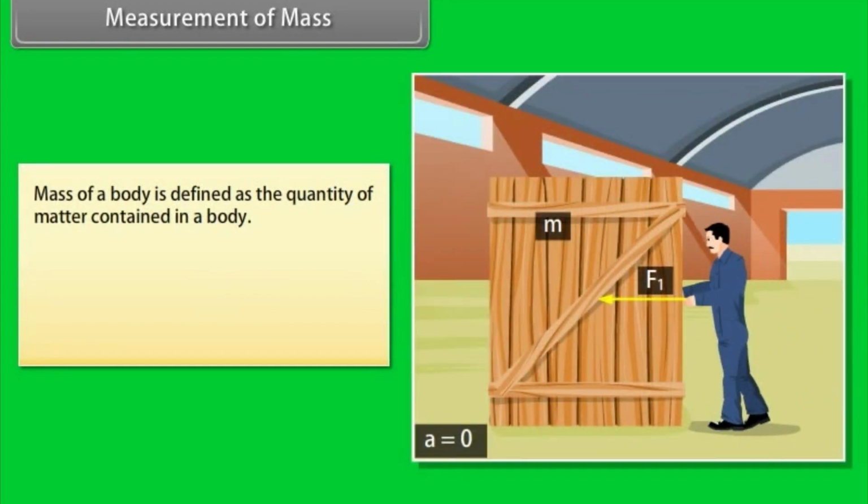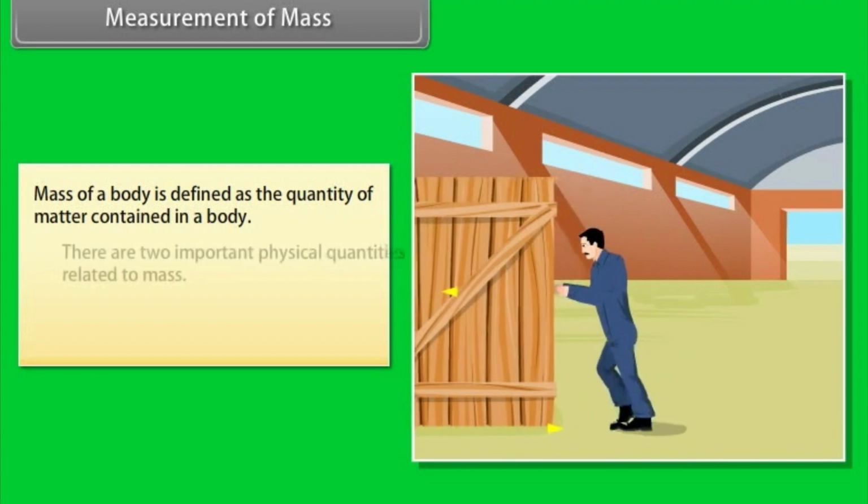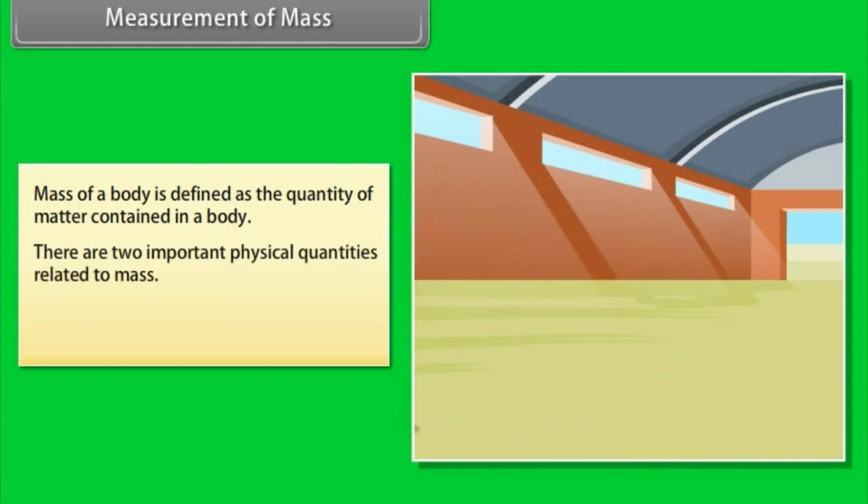Measurement of mass. Mass of a body is defined as the quantity of matter contained in a body. There are 2 important physical quantities related to the mass of a body. These quantities are inertial mass and gravitational mass.